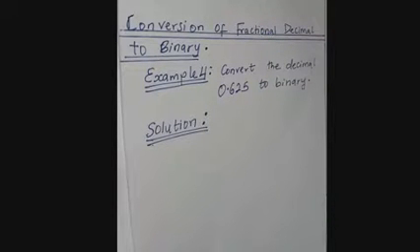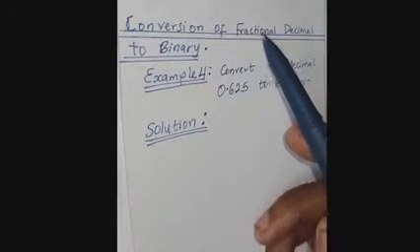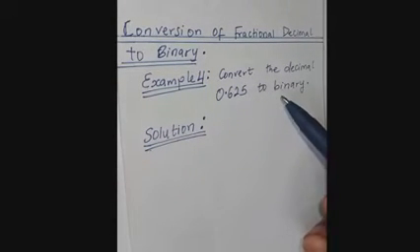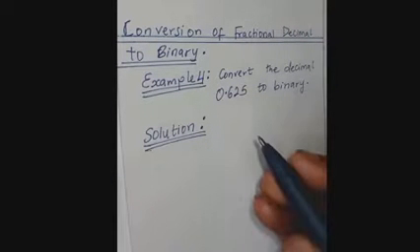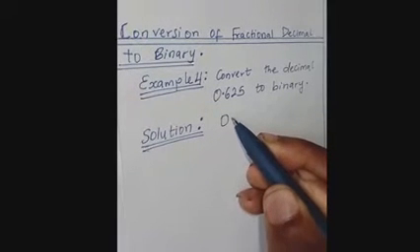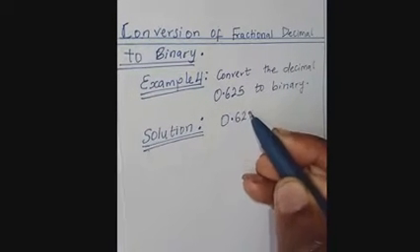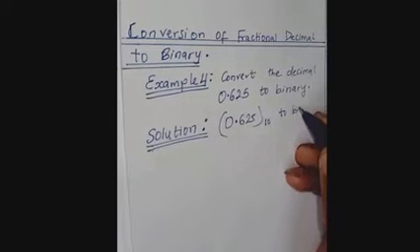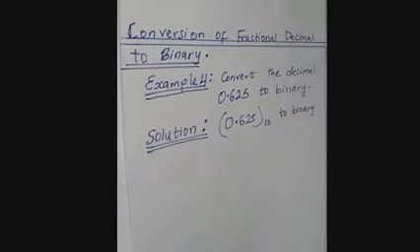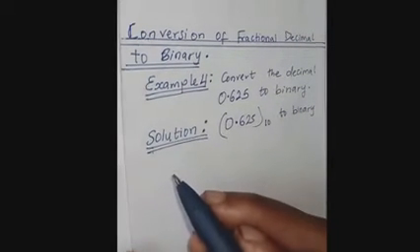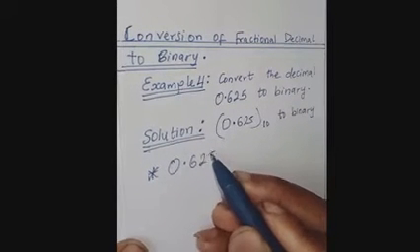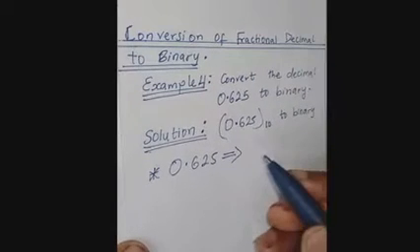Now guys, let's do the conversion of fractional decimal to binary. Convert the decimal 0.625 to binary. It is very simple. Just write the solution: 0.625 to binary. This is what we are going to do. The question is 0.625. You are going to split this into two like this.